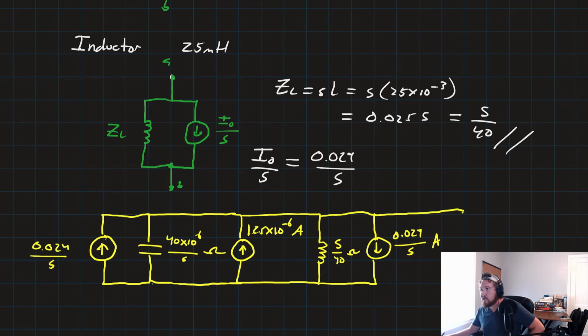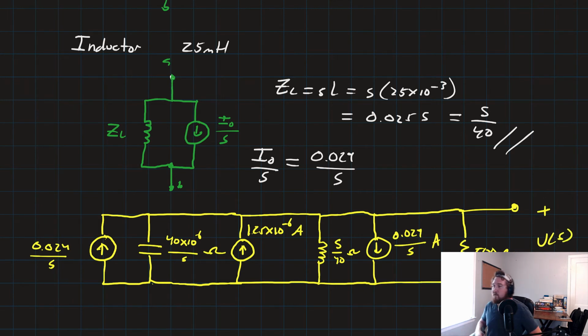And all of that is still in parallel with that resistor still hanging out here, which is still just 500 ohms, and we're still interested in the voltage drop vis-a-vis S across those terminals. Whew, that was kind of a long one.